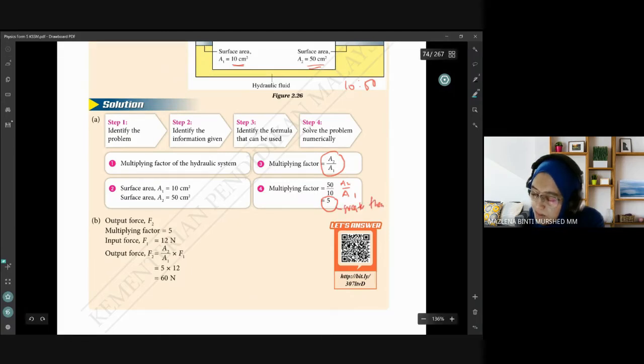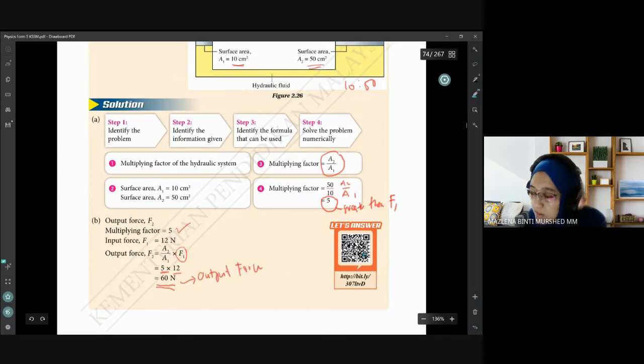5 times greater than F1 lah, F1. Jadi bila kita kira, since awak tahu F1 is 12 Newton and multiplying factor is 5, so kita boleh je terus kira A2 over A1 is 5, darab dengan input force which is 12, so the output force is 60 Newton. Output force.